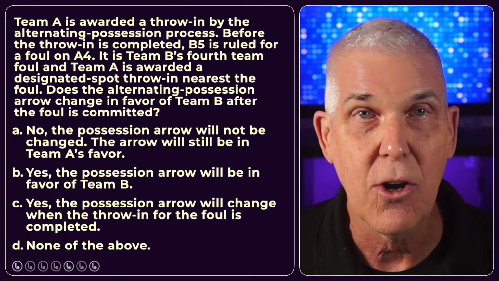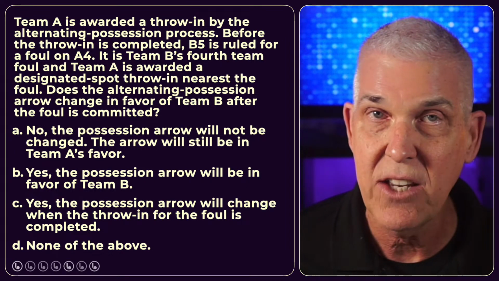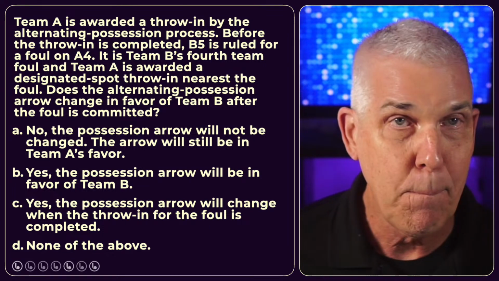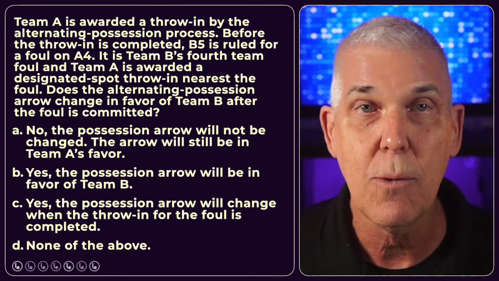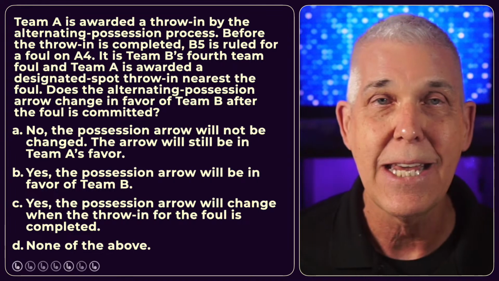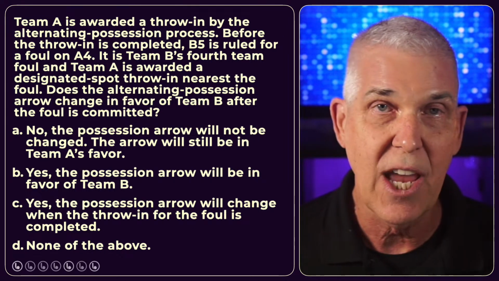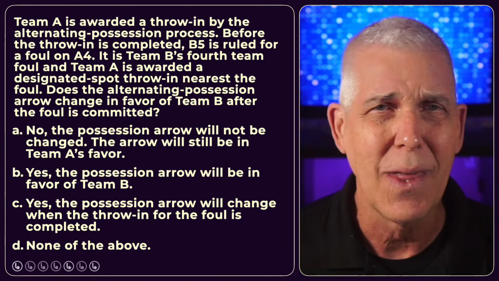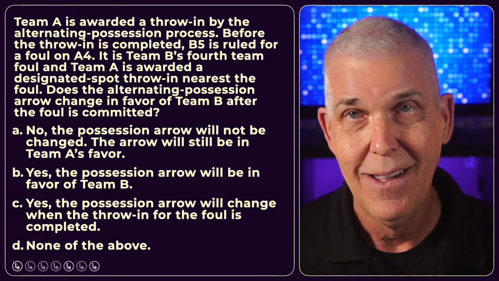So our options here are: A, no, the possession arrow will not be changed. The arrow will still be in Team A's favor. B, yes, the possession arrow will be in favor of Team B. C, yes, the possession arrow will change when the throw-in for the foul is completed. Or D, none of the above.